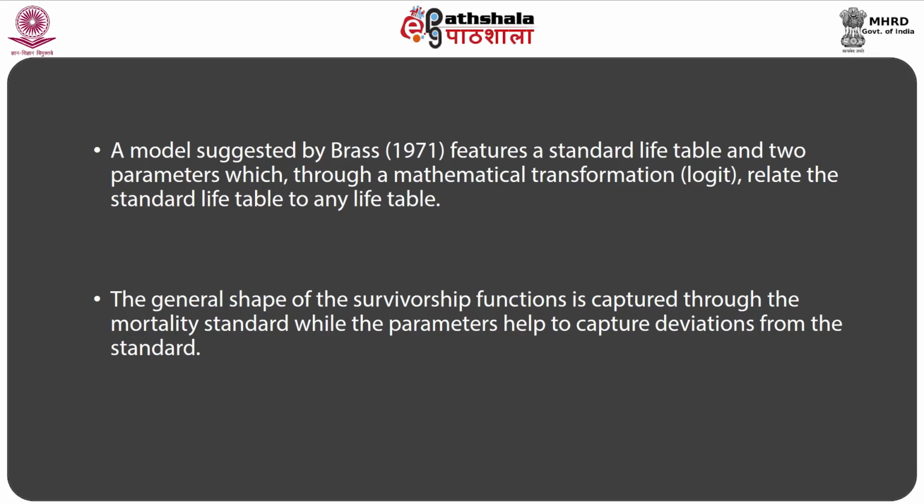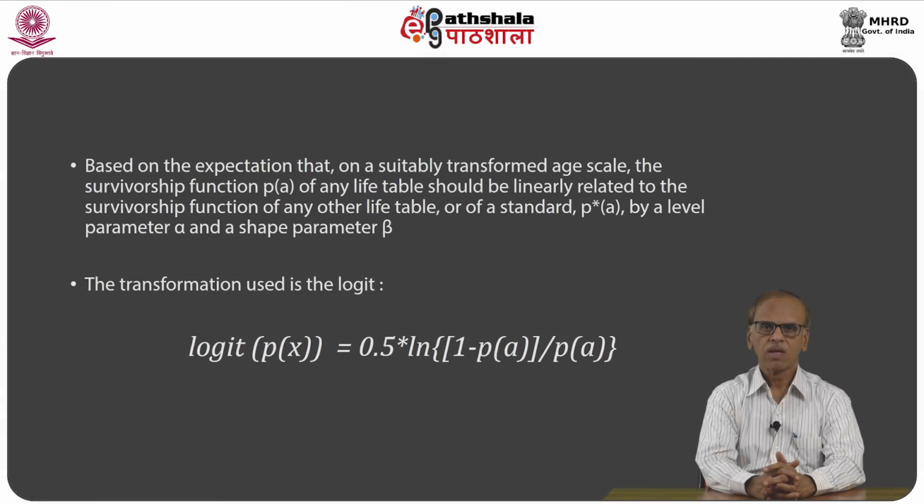The general shape of the survivorship function is captured through the mortality standard, while the parameters help to capture deviations from the standard. Based on the expectation that on a suitably transformed age scale, the survivorship function Px of any life table should be linearly related to the survivorship function of any other life table or of a standard, that is Px star, by a level parameter alpha and a shape parameter beta. The transformation used is the Logit.